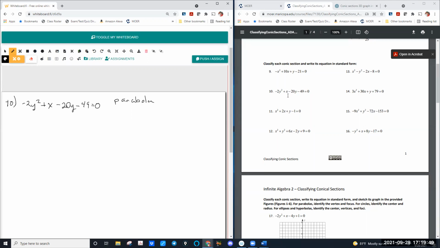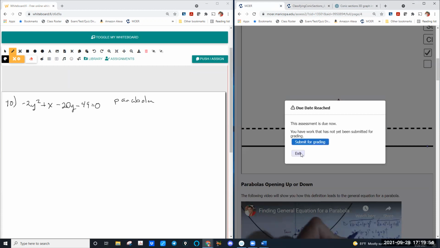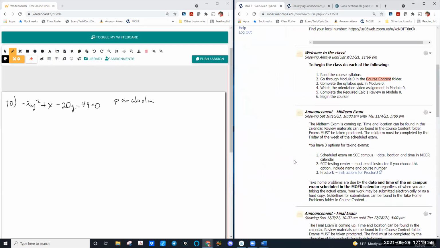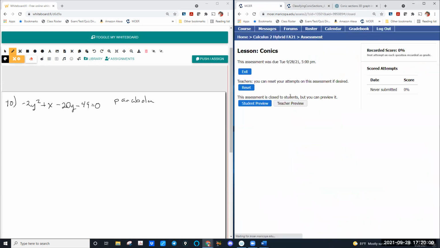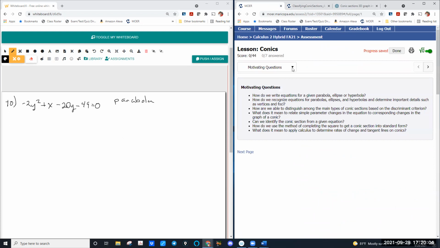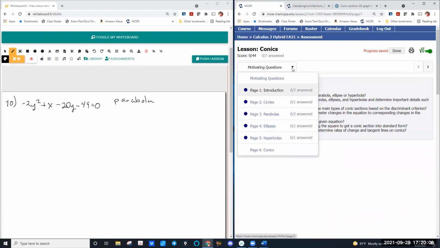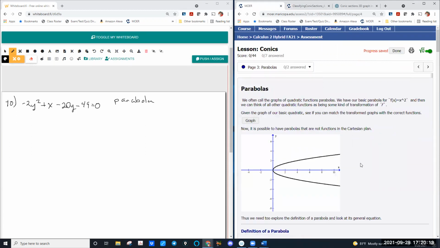So we've got a parabola in number 10. Here's what we'll do. Sorry, I'm going to have to go back in there real quick. I'm going to do it off the lesson, but guys, if you have this written down in notes, or if you have a short-handed sheet that you like using, that's totally fine.